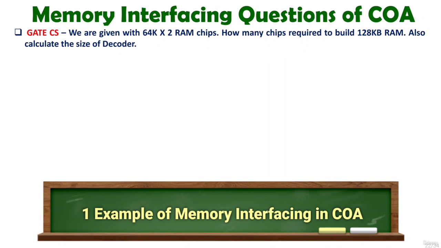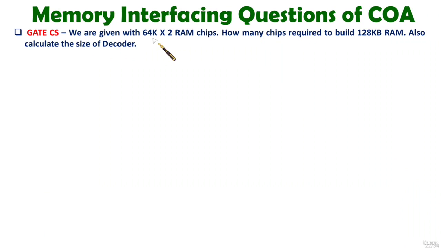So if you observe, here we have been given a 64K cross 2 RAM chip. These are the chips that are available, and the question is how many chips are required to build 128 KB of RAM. Also calculate the size of the decoder. So available chip is 64K cross 2 and we need to build 128 KB of RAM. So how many chips are required?